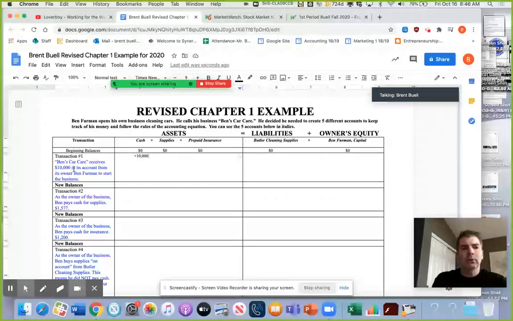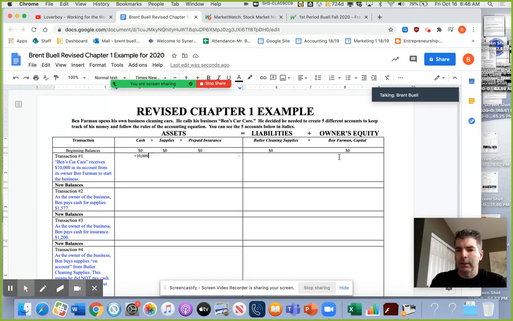So every one of these transactions that we'll read in here in blue affects 2 different categories of the 5 up here. So when I say the 5: cash, supplies, insurance, Butler Cleaning Supplies, and Ben Furman Capital. So we affected cash. That was one of the 5. We need to find the other one that we're going to get affected here. Okay, and what this means when we say he received $10,000 in its account from its owner, Ben Furman, is that this account over here, Ben Furman Capital, keeps track of how much money the owner has put into the business so far.